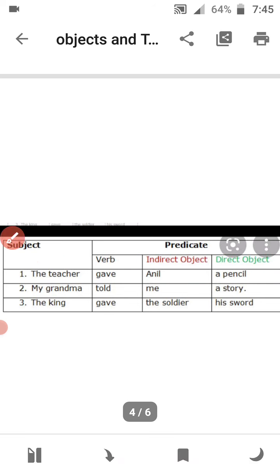After that, second, my grandma told me a story. In this, my grandma is the subject, told is the verb, me is the indirect object, and a story is the direct object. Third example, the king gave the soldier his swords. The king is the subject, gave is the verb, the soldier is the indirect object, and his swords is the direct object.